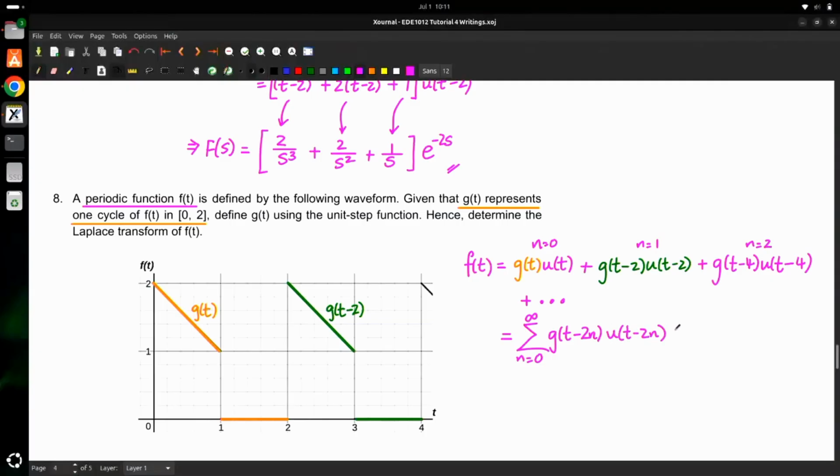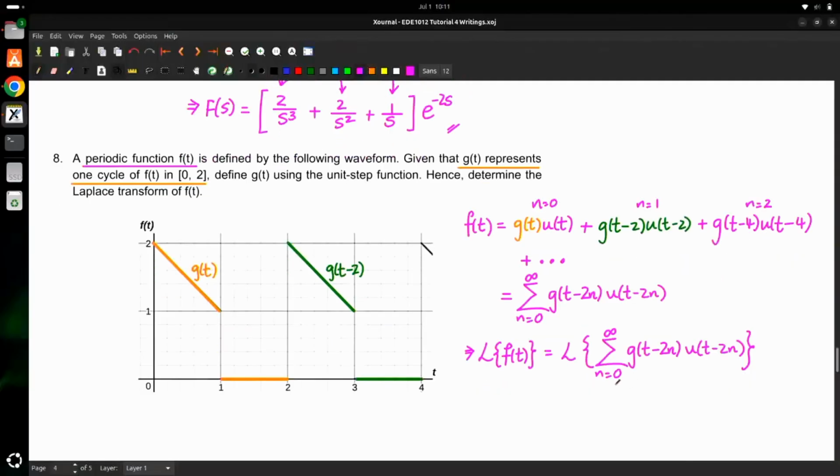Following the same thing, what is the Laplace transform of f of t? Laplace transform of f of t must be the Laplace transform of this big bunch. But the Laplace transform of a sum is just the sum of the Laplace transforms, because the Laplace transform is a linear operator.